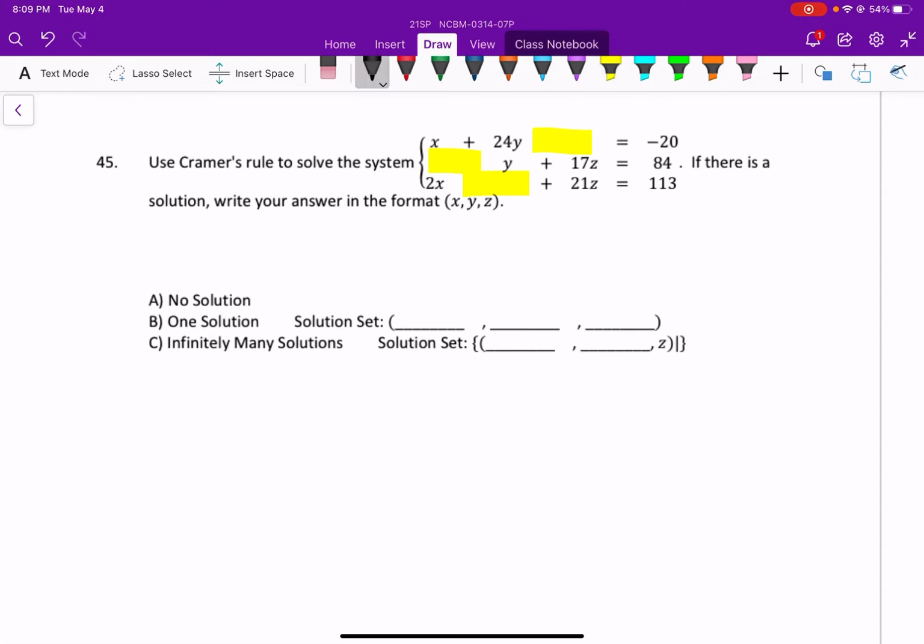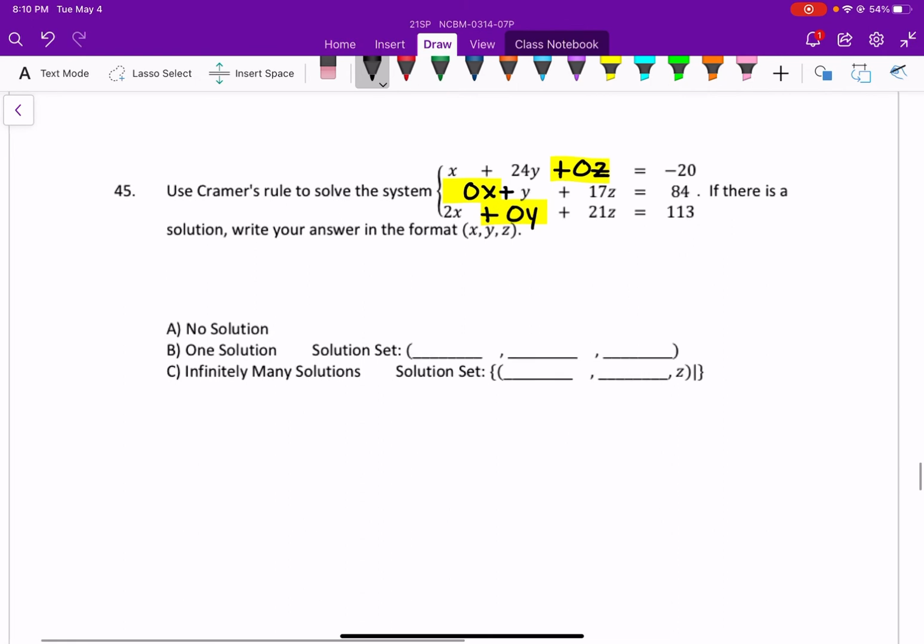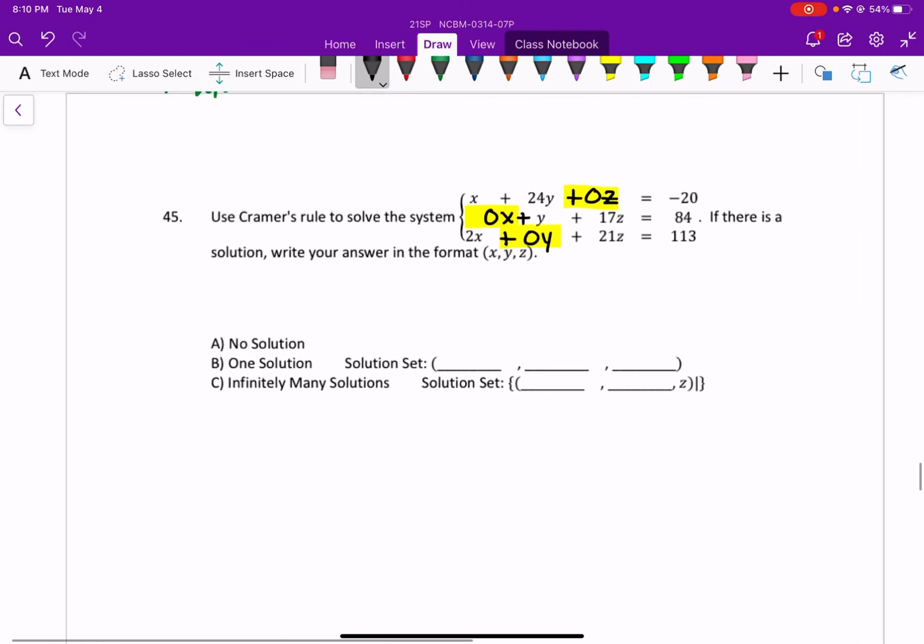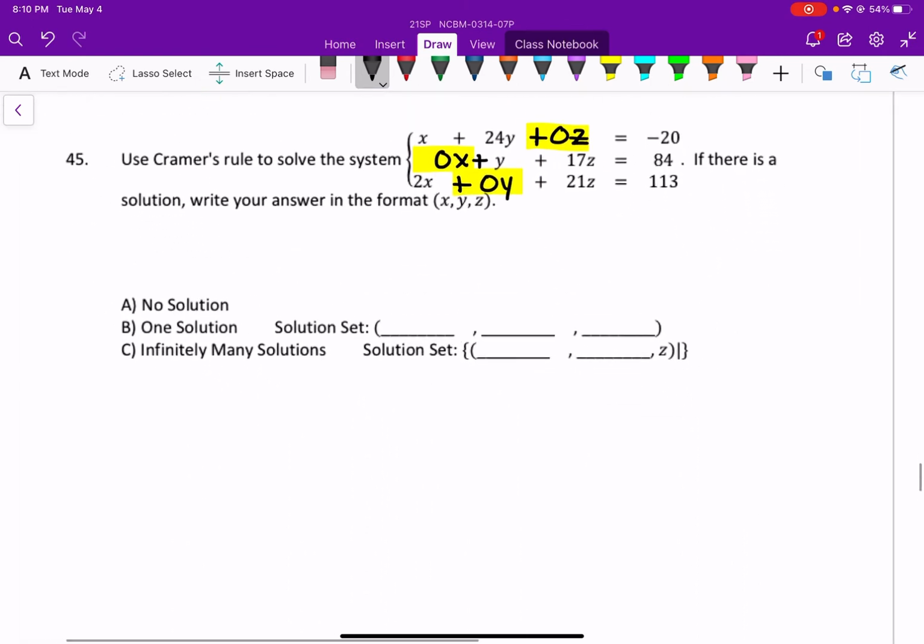So when we're doing this, we do need to add in all these missing. So we need to say plus 0z plus 0x, or I don't really need the plus in front, I need it behind, but that's okay. So 0x plus y, and then plus 0y. So remember when we're doing these, I always want to have all of the variables there, and so if they're not there, we add in the zeros.